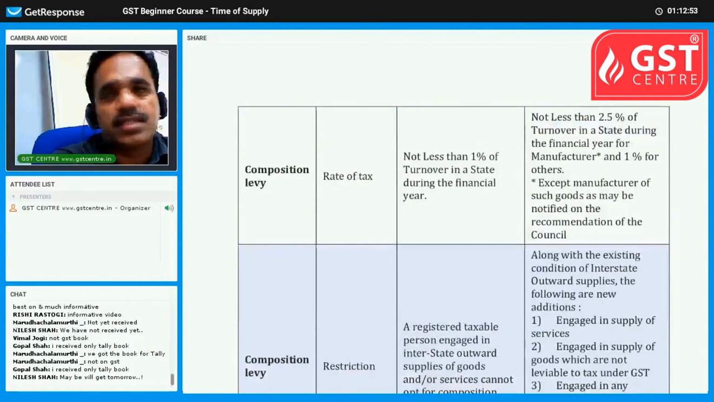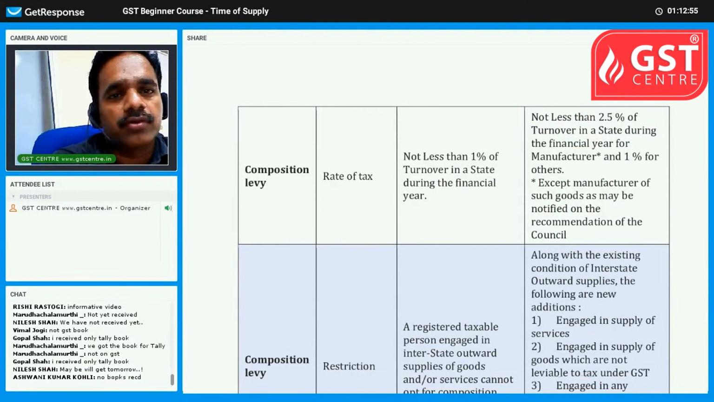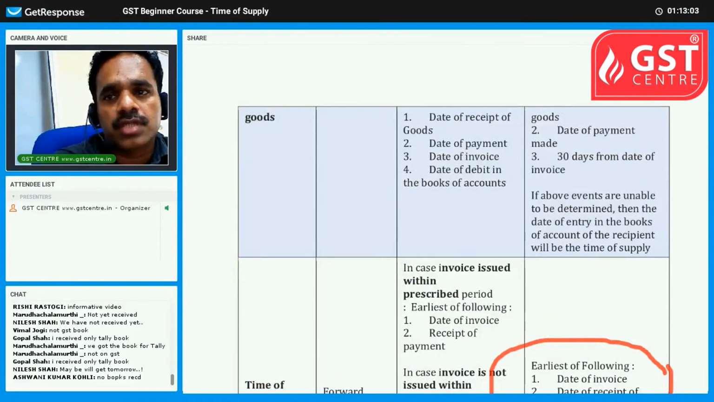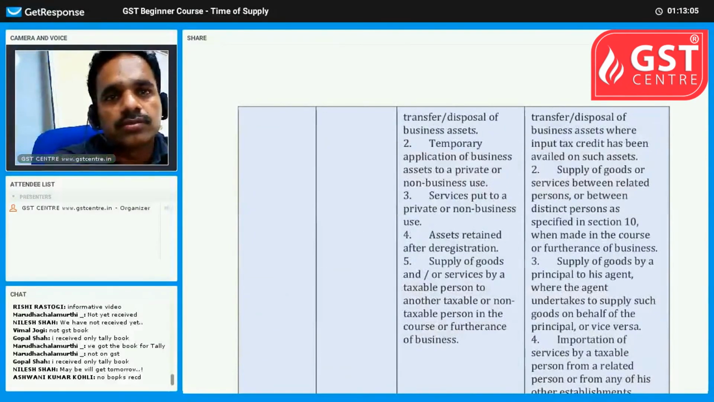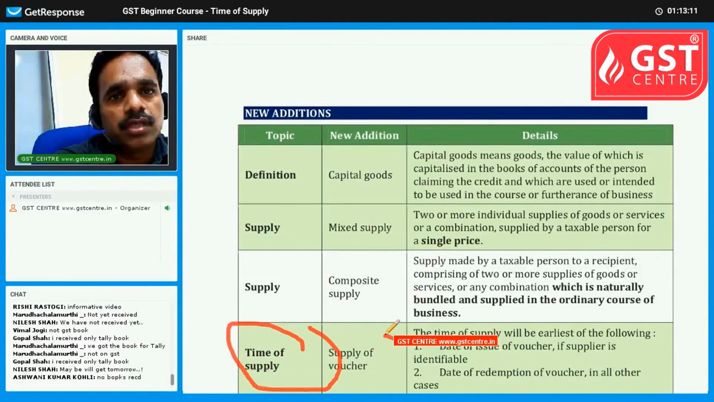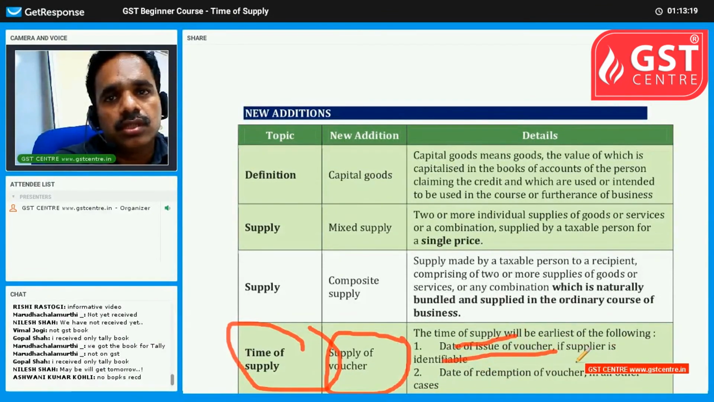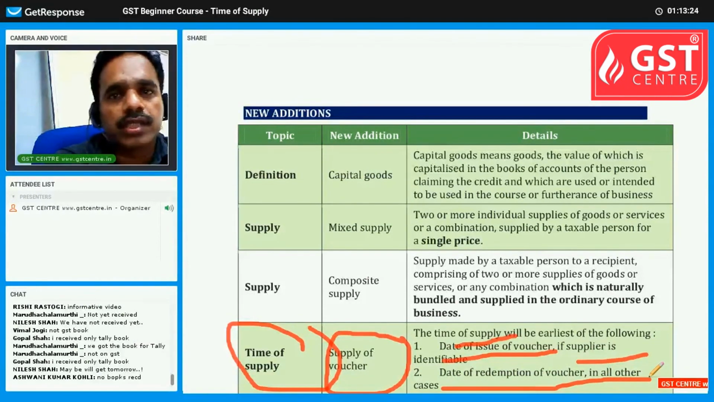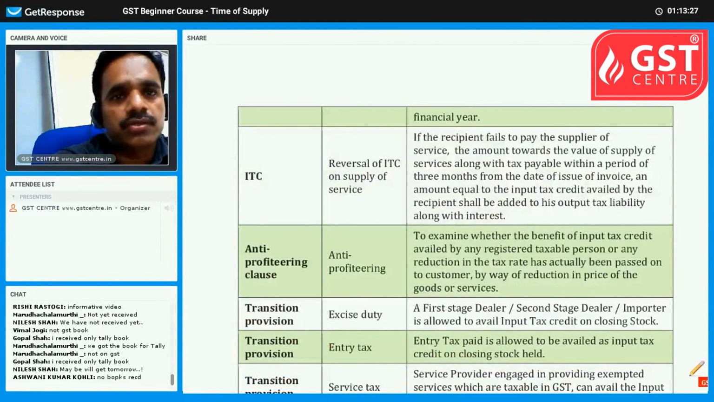There are some points regarding time of supply of goods in the case of forward charge and time of supply for reverse charge for both goods and services. Such dates are given. Regarding new additions, in the time of supply chapter, supply of voucher is given. The time of supply for a voucher is the date of issue of voucher if the supplier is identifiable, or the date of redemption of voucher in other cases. Such a comparison is also given, so that should be taken care of.